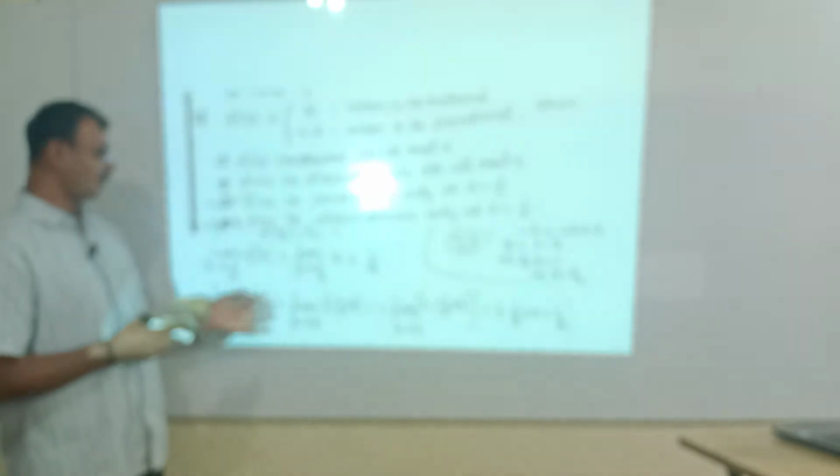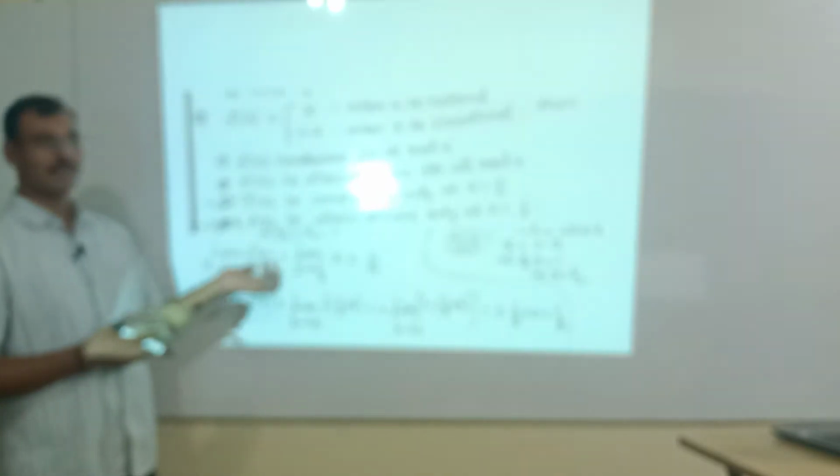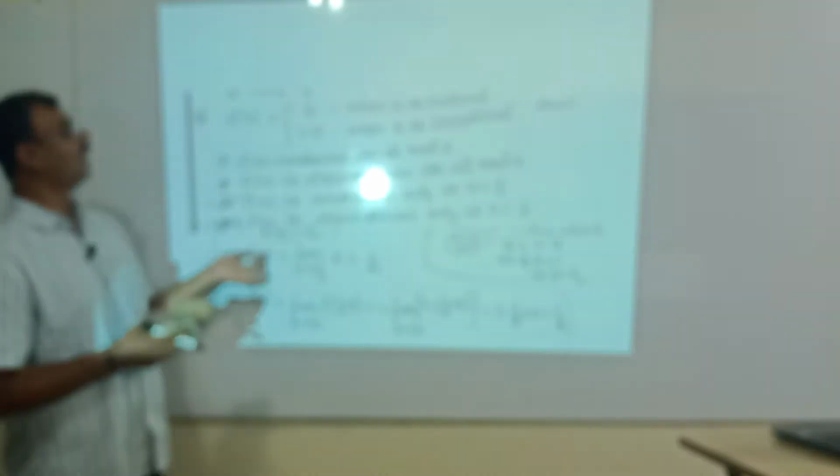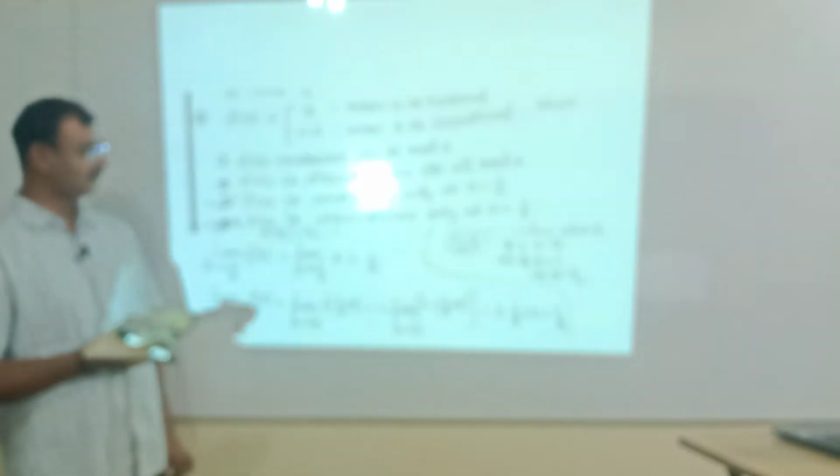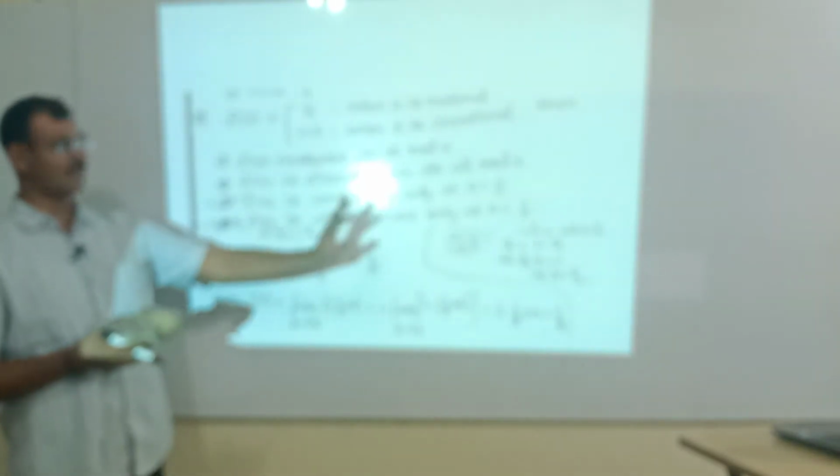Or else we can do it like this. This is the methodical traditional method. You can easily solve whether it is continuous or discontinuous. It is continuous at x equal to 1 by 2.